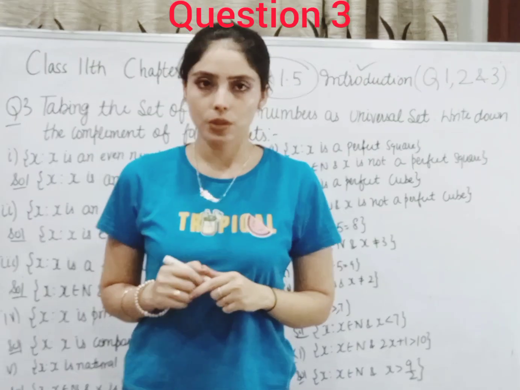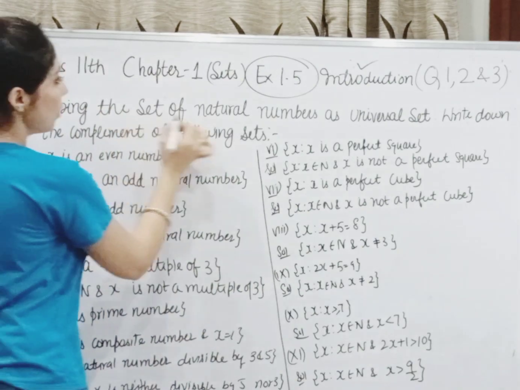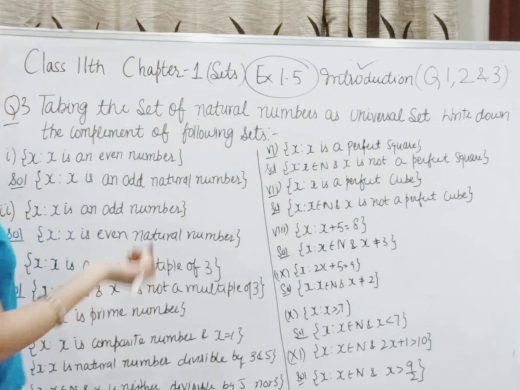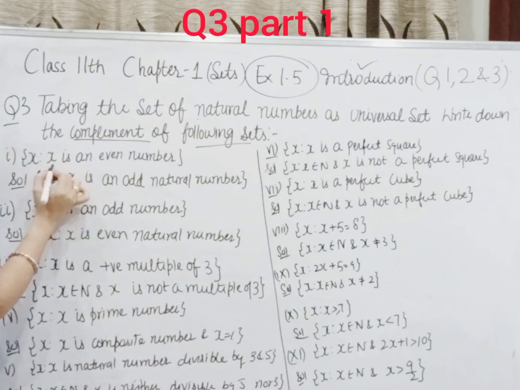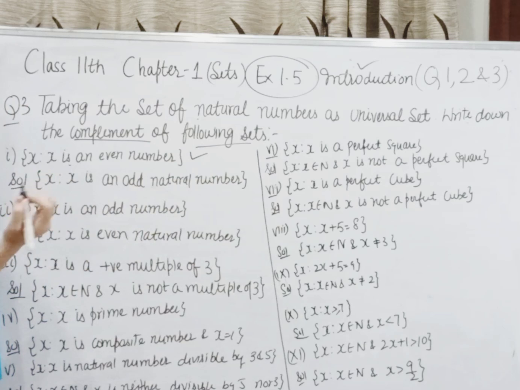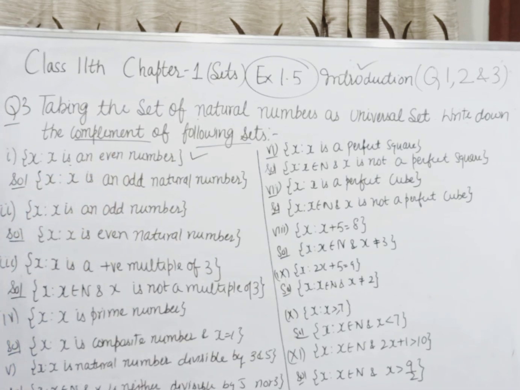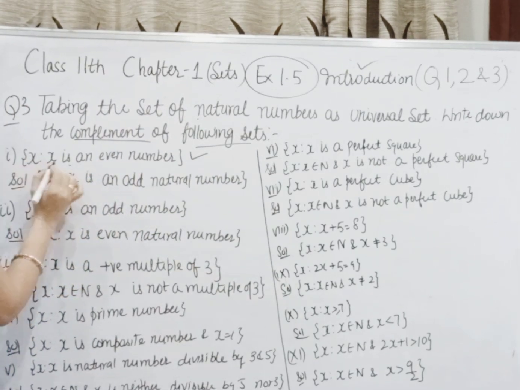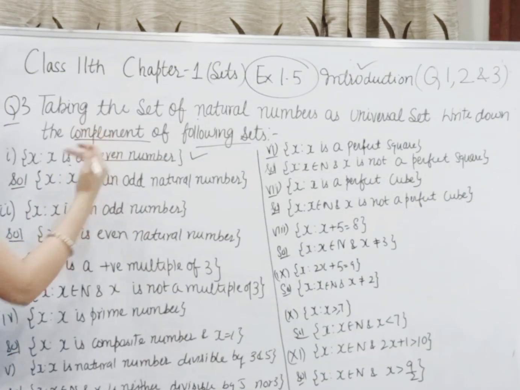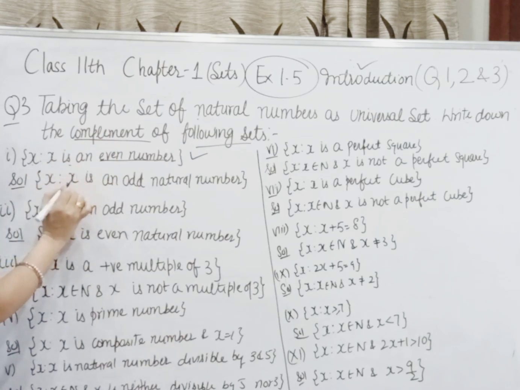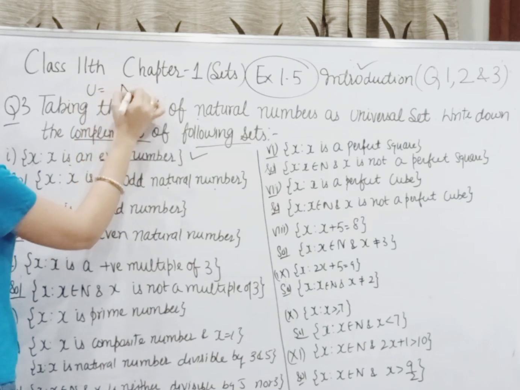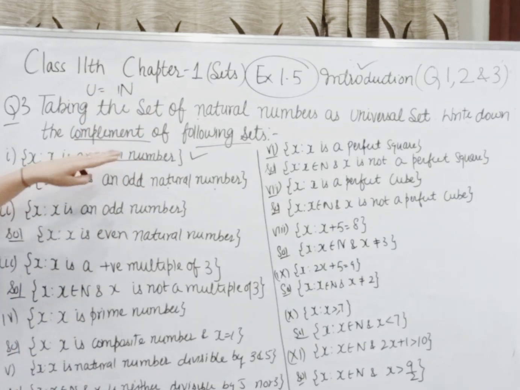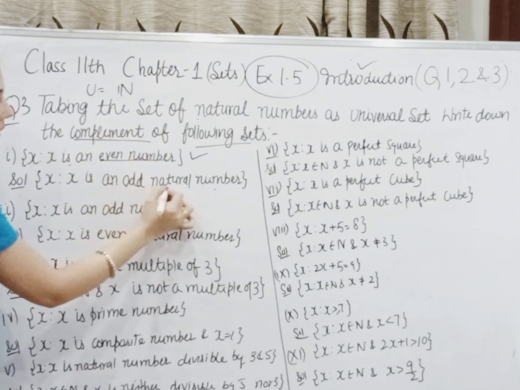Let's discuss question number 3, which is: taking the set of natural numbers as the universal set, write down the complement of the following sets. First set is those x such that x is an even number. This is the set builder form. We will write the answer also in set builder form. This set contains those x which are even numbers. So in the complement we will write those x which are odd natural numbers, because here the universal set is all the natural numbers.